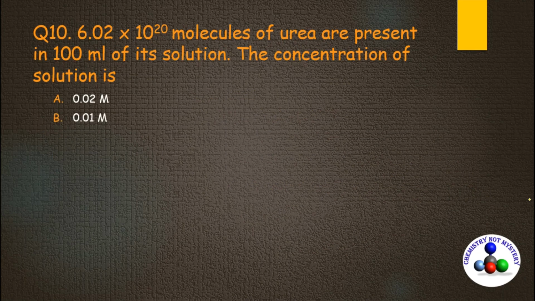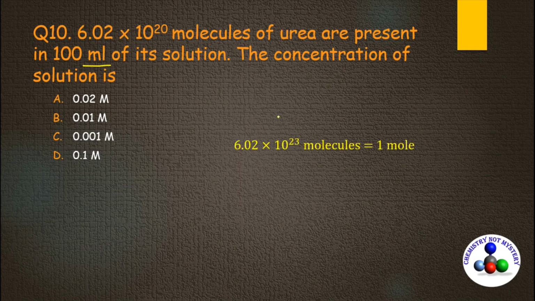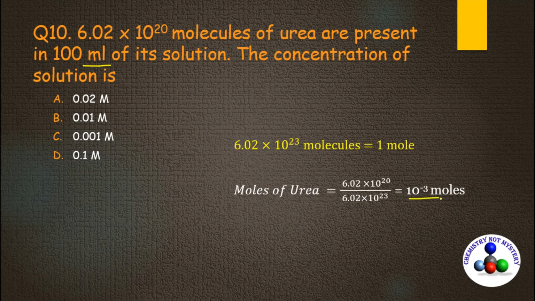6.02 × 10^20 molecules of urea are present in 100 ml of its solution. The concentration of solution is. Options are given below. Here number of molecules are given. So first you have to convert it into the number of moles by dividing it by Avogadro number. Now you can use the formula to get the molarity. I hope now you will be able to solve problems based on molarity.